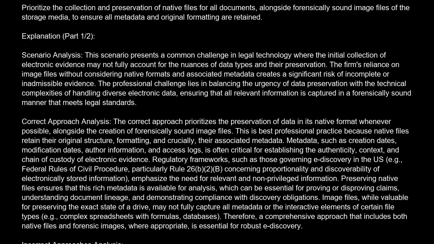The correct answer is B. Prioritize the collection and preservation of native files for all documents, alongside forensically sound image files of the storage media, to ensure all metadata and original formatting are retained.